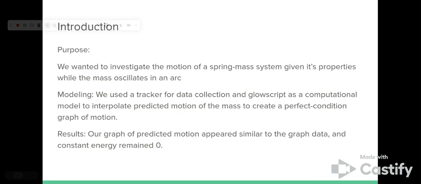For the modeling, we put our experimental data video into a tracker to collect the data and put it on a graph. We tracked the motion in the software, and then we dove into the physics and solved for the equations and parameters for this experiment. And then we put it into GlowScript, which is a computational model meant to interpolate the predicted motion of the mass. The reason we used GlowScript was to create a perfect condition graph of motion, which resulted in a similar appearance to the graphical data and an energy that remained zero, meaning the energy principle was upheld.